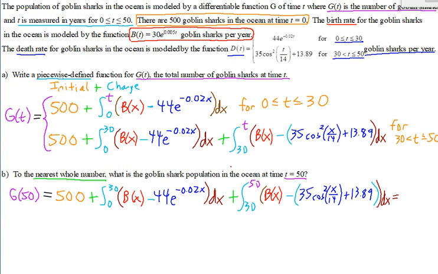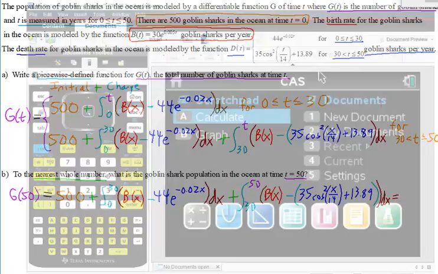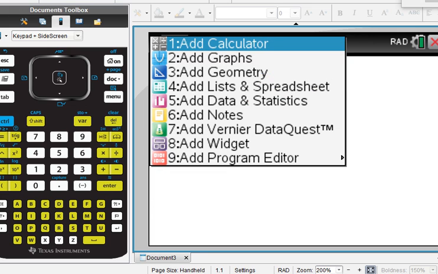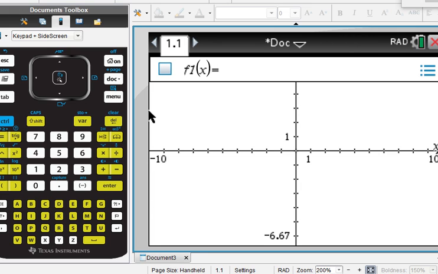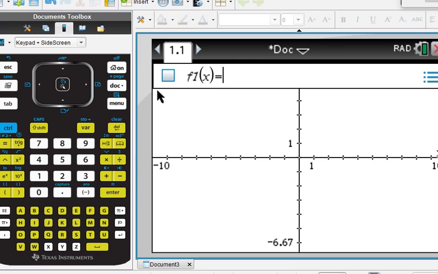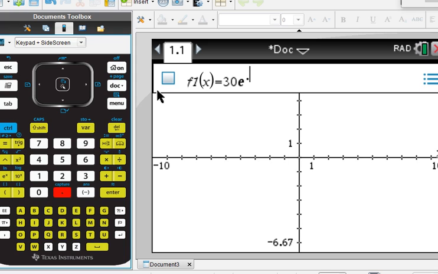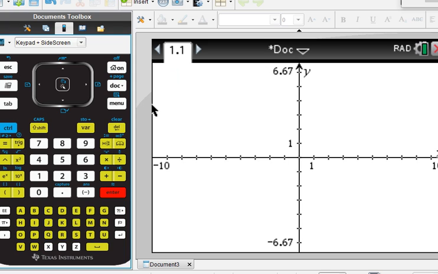Now we can go second quit out of there and evaluate this. Actually, let me put it in the Inspire first, and then I'll evaluate it on both. So for the Inspire, new document, add graphs, and let's put in our f1 of x. Well, B of t was 30e to the 0.005t, so 30e to the x, 0.005x. Again, you have to type it in, even though it has a t here. This is f1 of x, so it has to be x. Enter, and then tab.